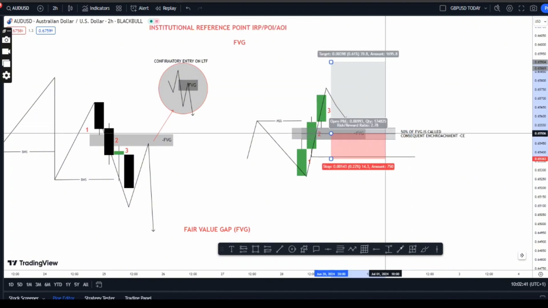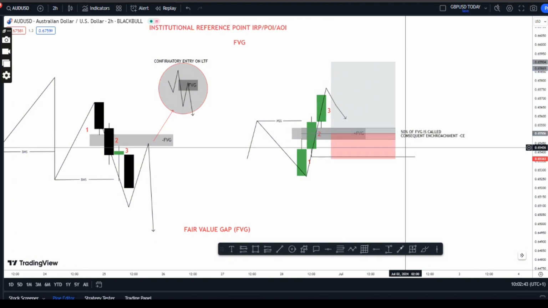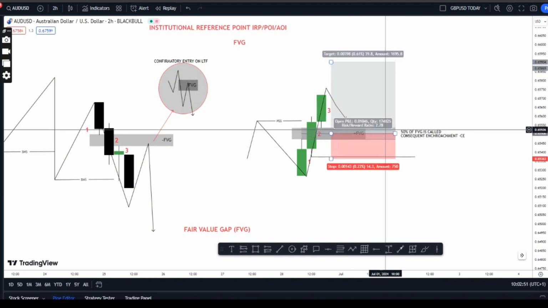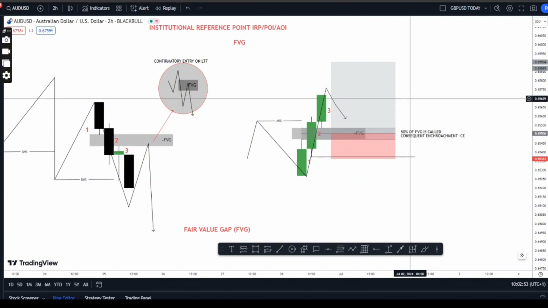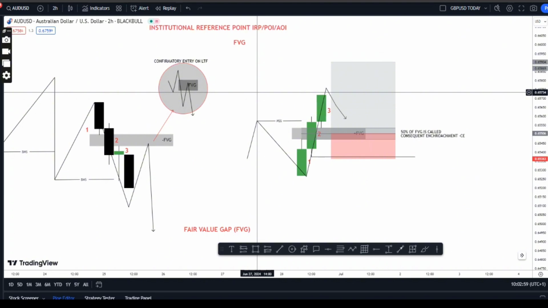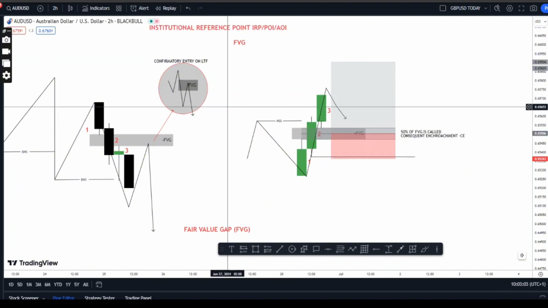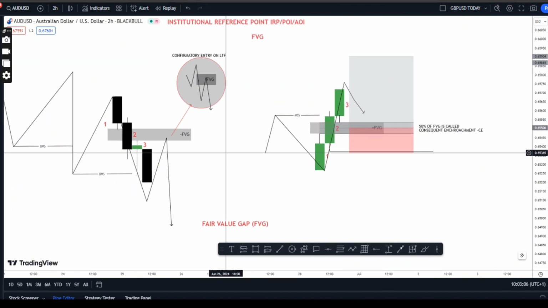Now risk entry is for higher time frames. When you want to do bigger time frames, you can do risk entry, but it's not advisable to do risk entry for smaller time frames, like lower than 1 hour, so please do not do that. For maybe 2 hour, 4 hour, you can do daily time frame, you can do risk entry on fair value gap.